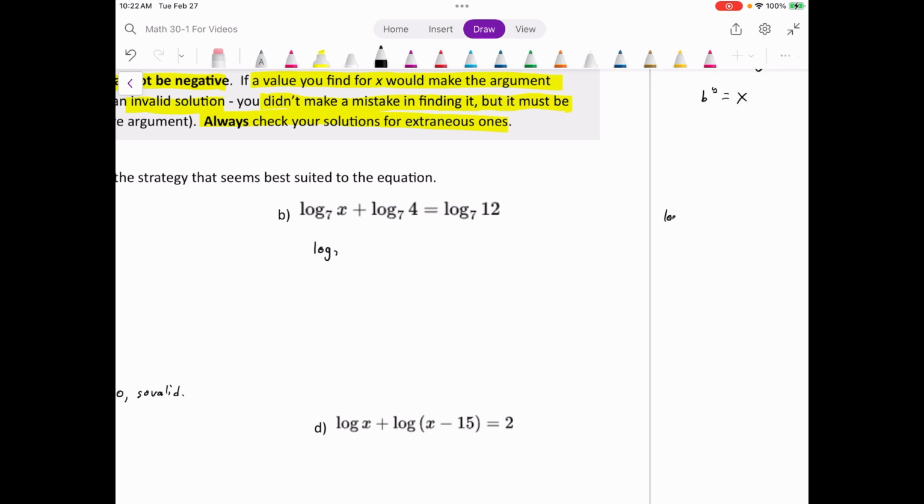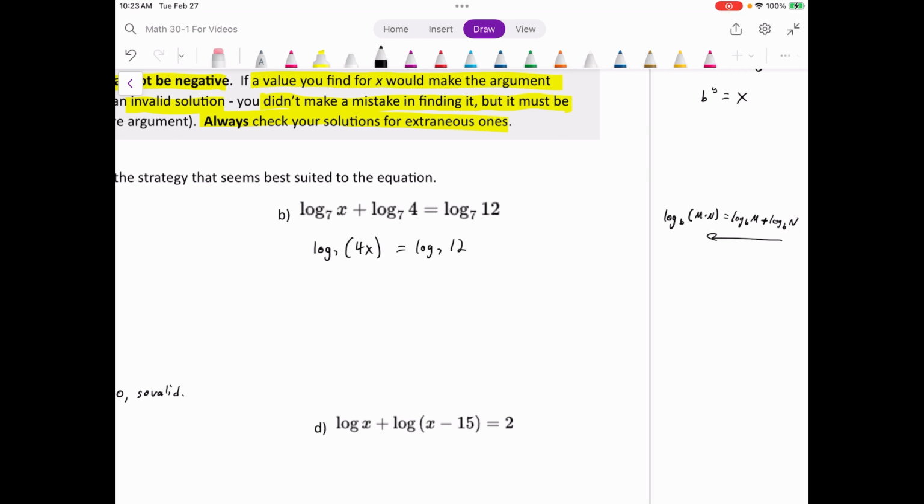Log base b of m times n just equals log base b of m plus log base b of n, right? So I'm going this way. I'm saying log base 7 of x plus log base, whoops, sorry, is that a times? I meant plus, my bad, right? Log base 7 of x plus log base 7 of 4 is the same as log base 7 of x times 4, or 4x. And that equals log base 7 of 12.